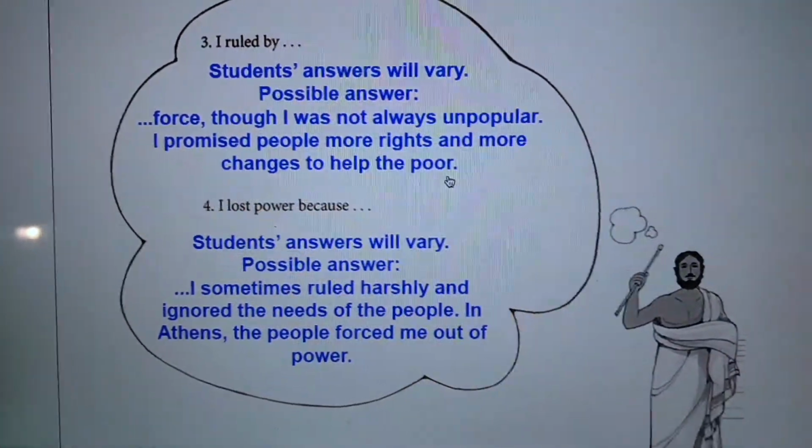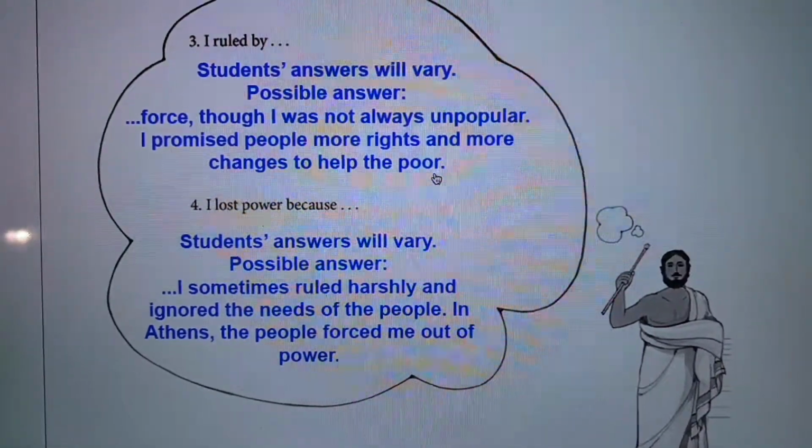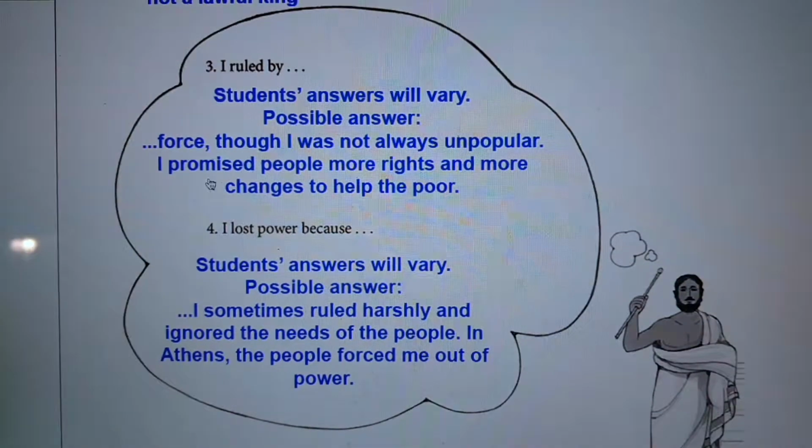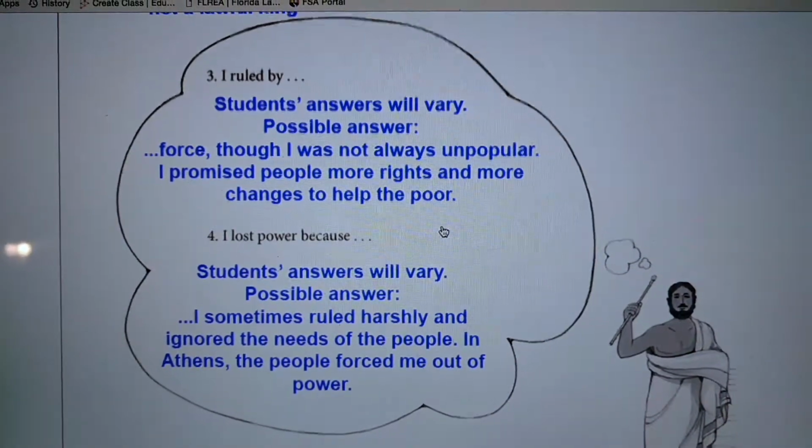That's when we talk about democracy. That's when you'll see that. They usually promise people something to change things for the better, and that's where you see them promise people more rights and more change to help the poor.